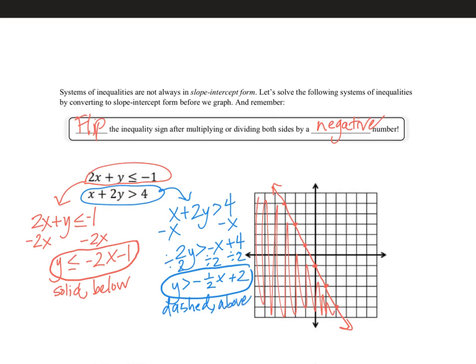So my y-intercept is positive 2. My slope is negative 1/2, so down 1 over 2, down 1 over 2, down 1 over 2. And the other direction I go up 1 over 2, up 1 over 2, up 1 over 2. This is a dashed line.